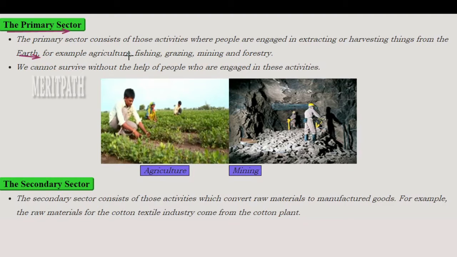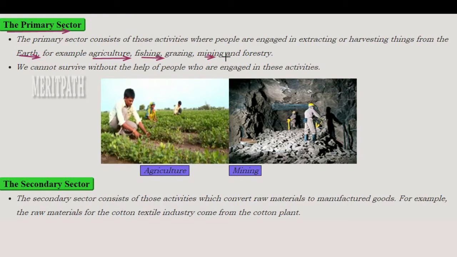So what is the major activity that involves extracting things from the earth? As we know, the major activity is agriculture, right? That is cultivating the crops. Farmers do the agriculture. Their occupation is agriculture. They cultivate different types of crops like cereals, pulses, vegetables, fruits, etc. They grow the plants and harvest them, and then the fruits of the harvest will be sold in the market.